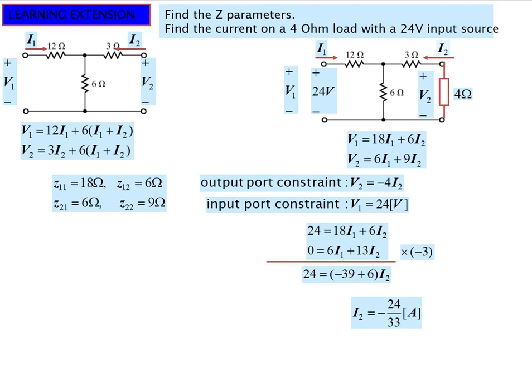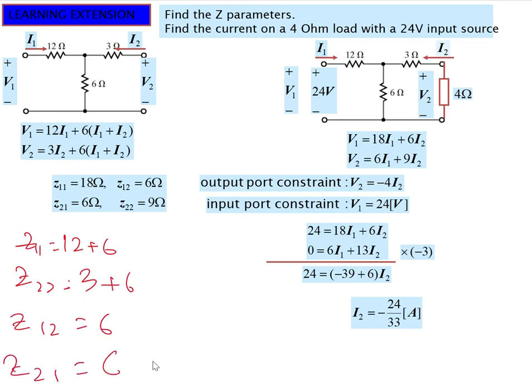In this circuit, we are again calculating the impedance parameters and the 4 ohm load current with a 24 volt source. So how will we find the impedance parameters? Let's just quickly find them. Z11 is 12 plus 6, Z22 is 3 plus 6, Z12 is 6, Z21 is 6. So we have calculated it pretty easily.